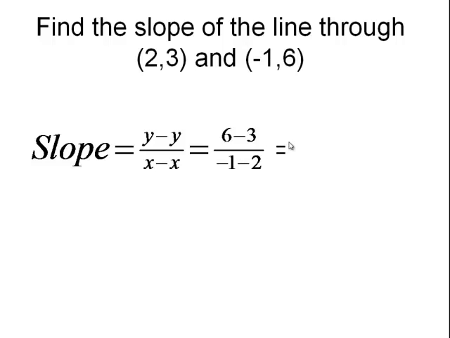Well, 6 minus 3 is 3. Negative 1 minus 2 is negative 3. And that gives you a slope of negative 1.